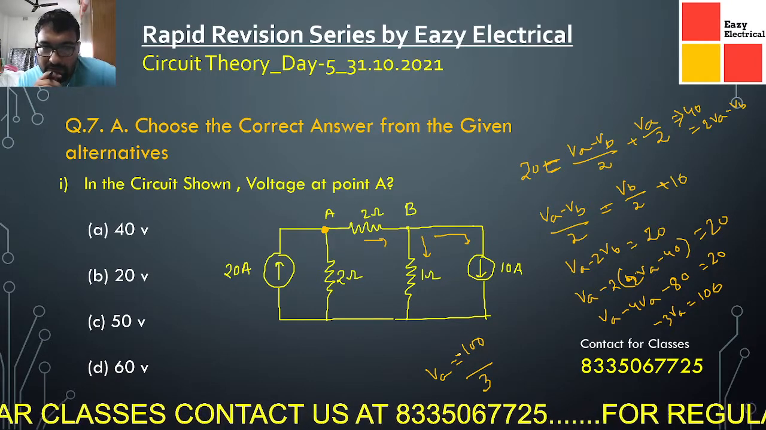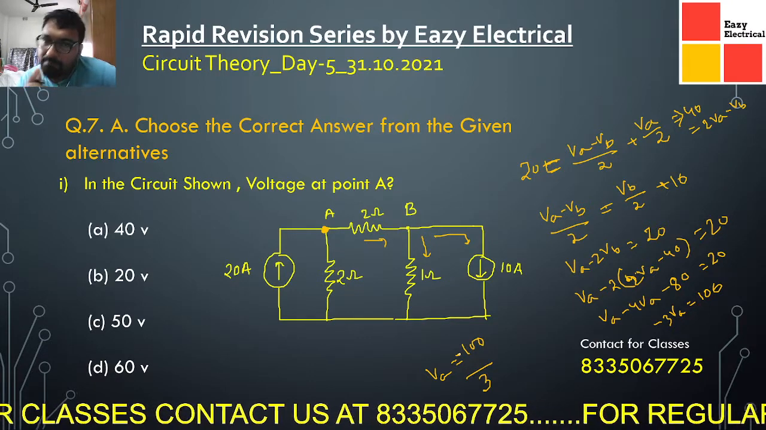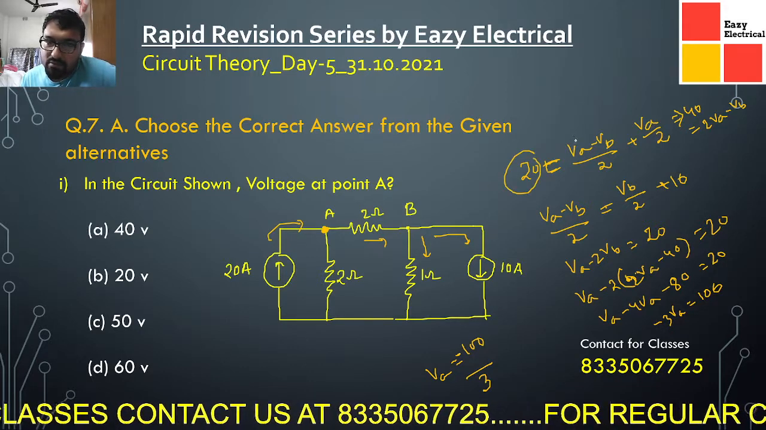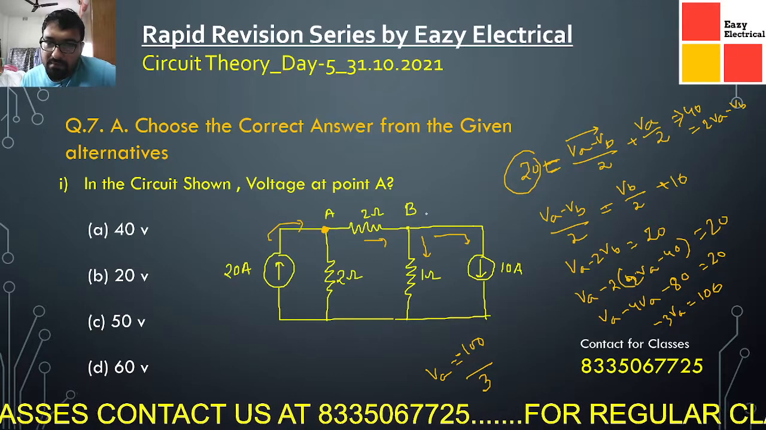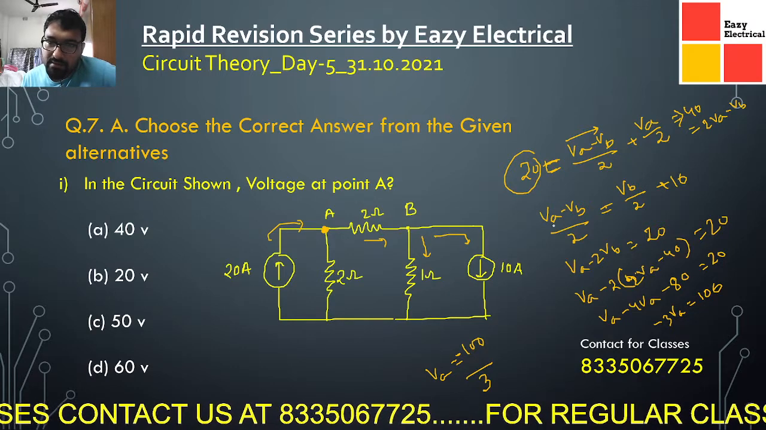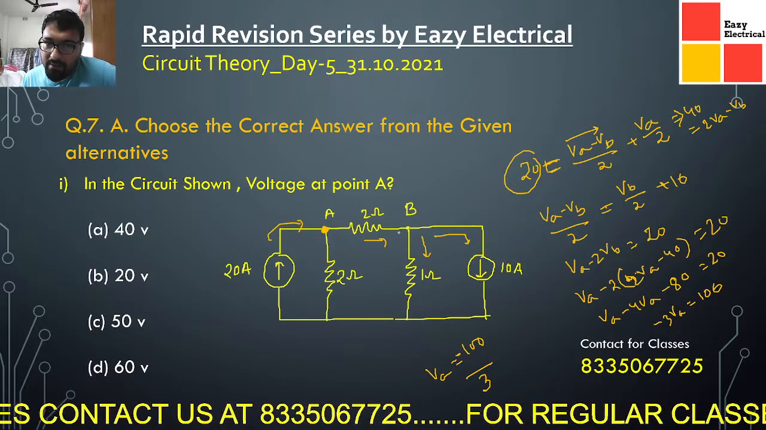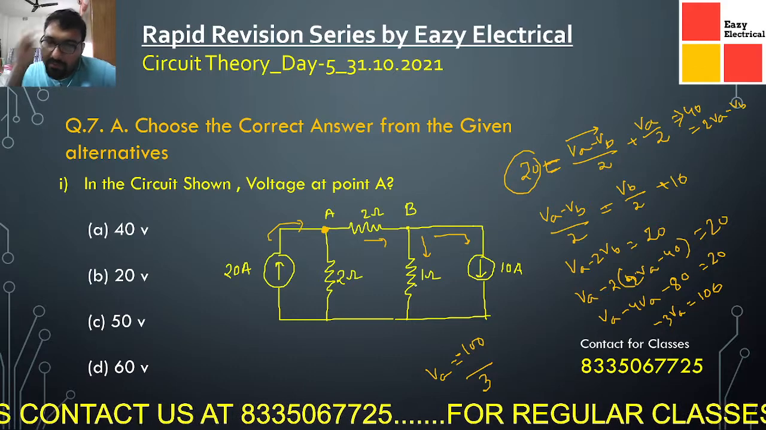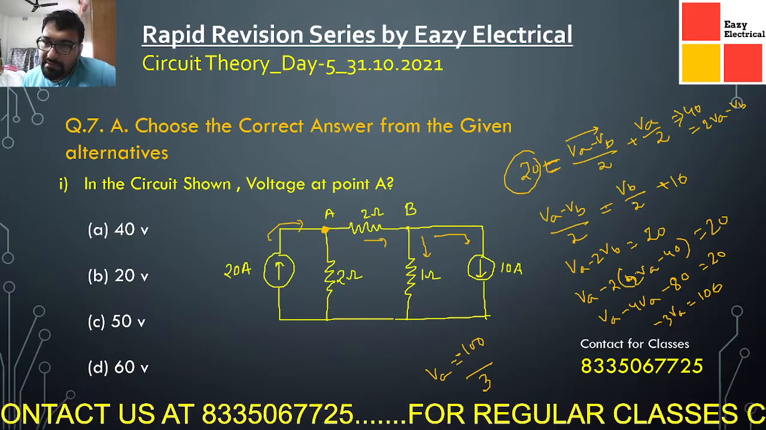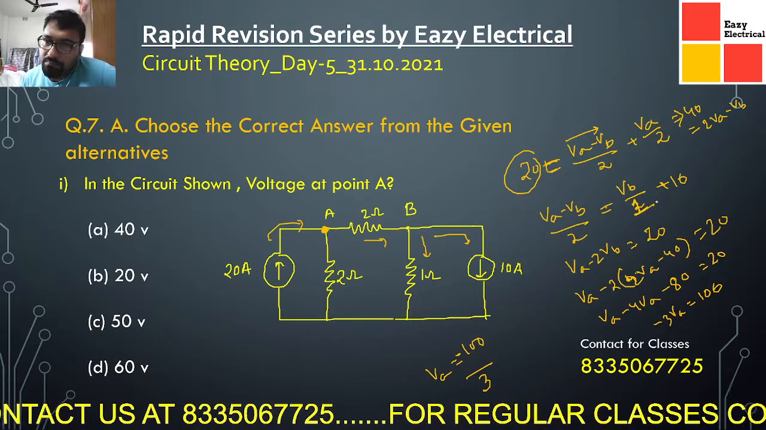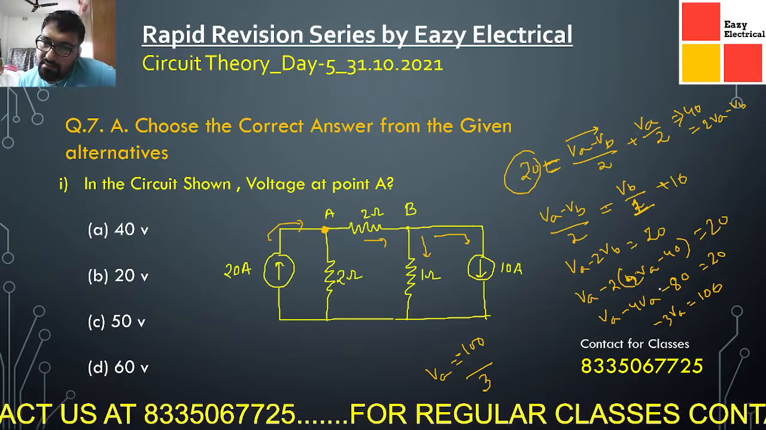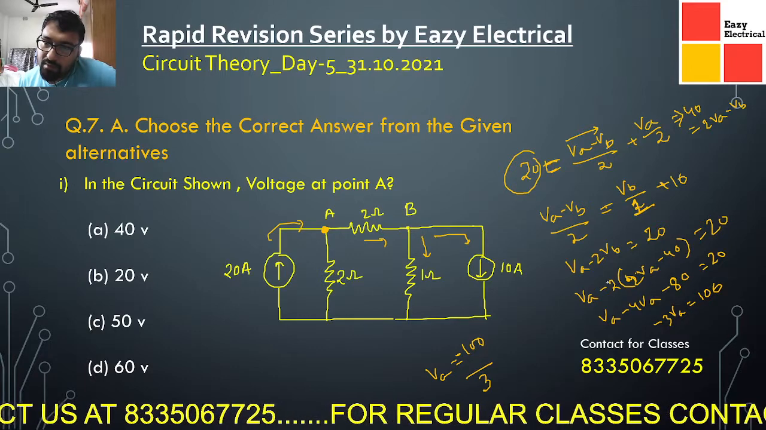Now let me check once again if there is any problem I have made. The incoming current is 20 amperes, that equals the outgoing current. That is (VA minus VB) divided by 2 plus VA divided by 2. And in this direction, the current that is entering, (VA minus VB) divided by 2, equals VB by 1. Oh, this is 1. VB divided by 1 is there, plus 10. So if VB divided by 1 is there, the value will be something changed.